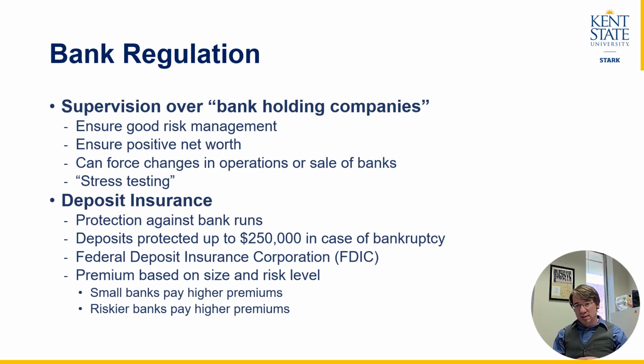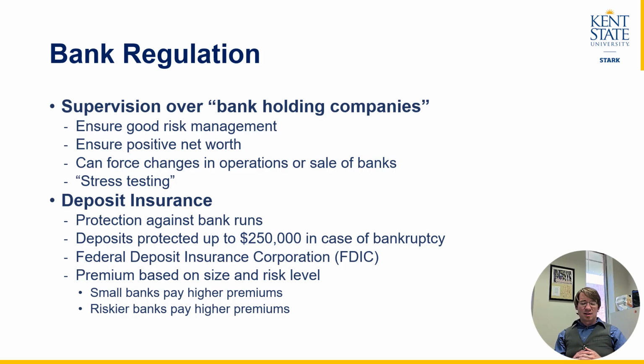So when it comes to bank regulation, the big thing the Fed does is supervision of what we call bank holding companies. So bank holding companies are larger companies that technically own multiple banks. A lot of national banks would be structured this way, where you have, say, several banks that may be chartered at the state level, but then have a national holding company that's over all of those. That would be something that would fall under the Fed's purview. The big goal of supervision is to ensure good risk management inside of the banks, so they have a positive net worth, so they're able to pay their depositors.